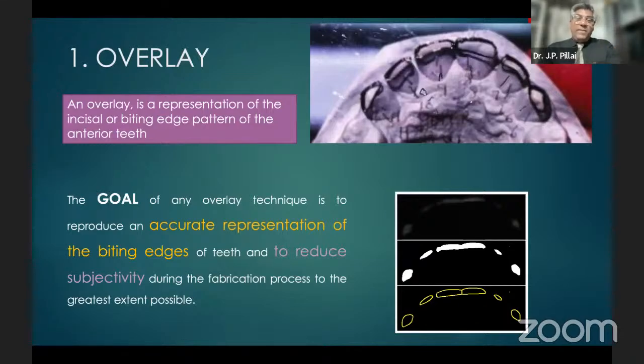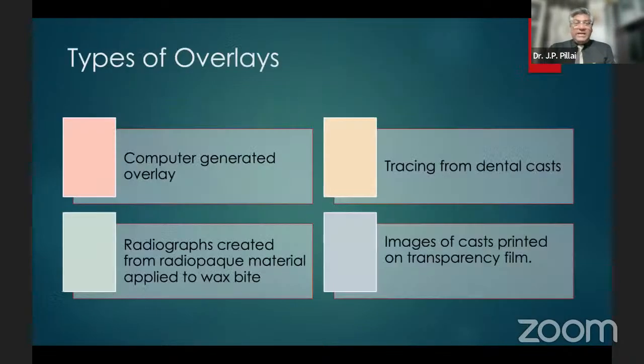Now, what is that overlay? We just generate the outline of the incisal area of the particular teeth in the arch or in the model, and we can generate that typical overlay on an acetate paper, or we can scan on a flatbed scanner to generate an overlay. There are several methods. I'm not going into detail about all those, but there are several methods of generating an overlay, the manual method as well as the digital methods. So that overlay needs to be generated.